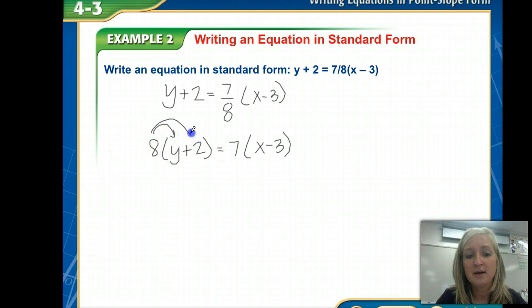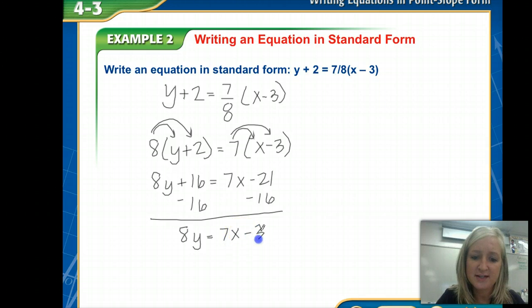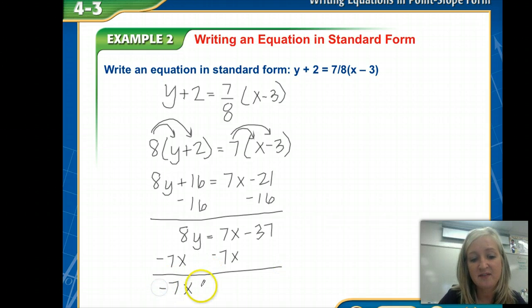Now I'm going to do the distributive property. I get 8y plus 16 equals 7x minus 21. I'm going to move my number over, so I'm going to subtract 16 from both sides. I get 8y equals 7x. What do we get? Minus 37. And then I need to move my x over, so I'm going to subtract 7x from both sides. I get negative 7x plus 8y equals negative 37.